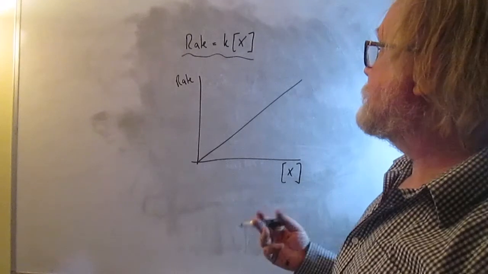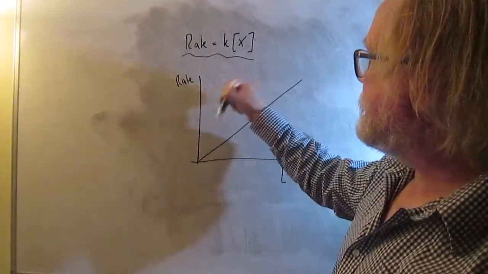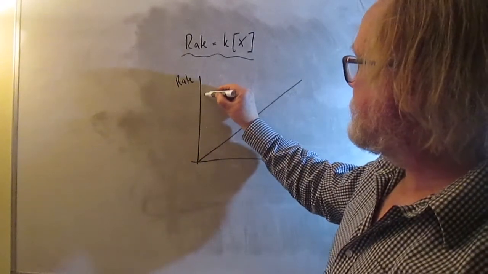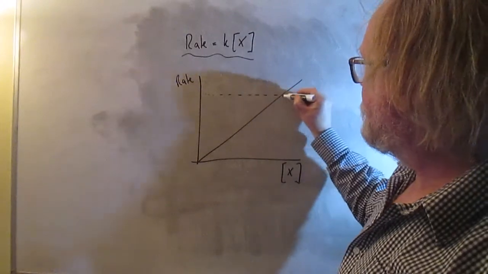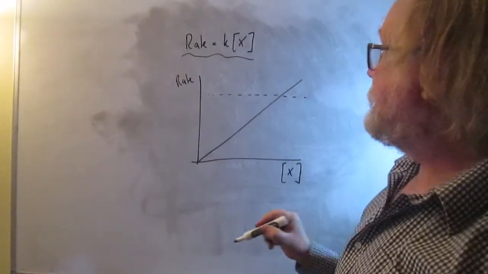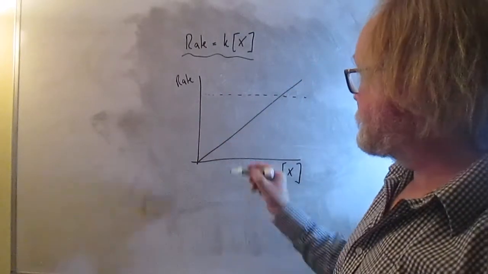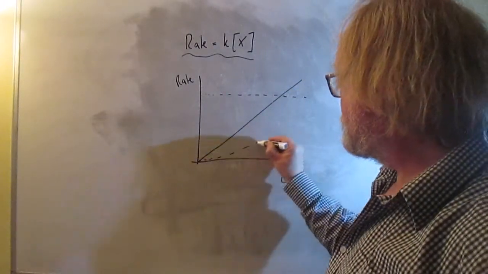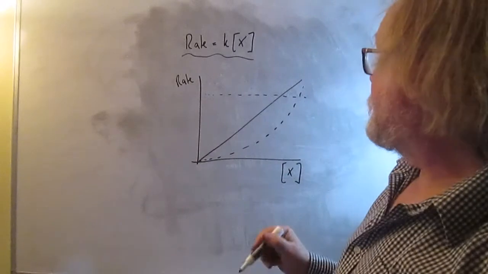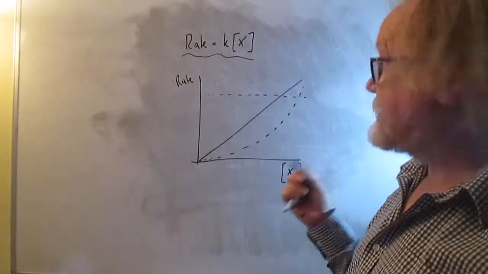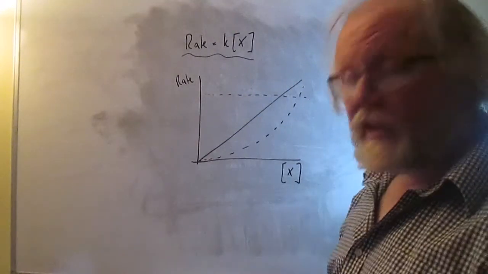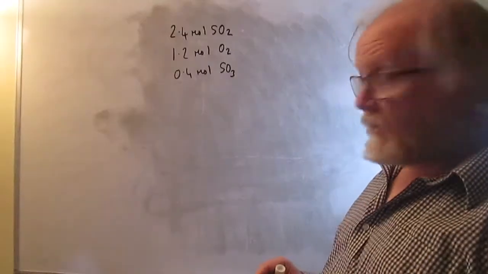So you need to remember those graphs. Remember, if it had been 0 order, the rate would have been independent of X, so it would have been a flat line like that. If it had been second order, it would have been like a y equals x squared graph, so it would have looked something like this. But it isn't either of those because it's first order, so it's just a straight line, and therefore the answer is A.